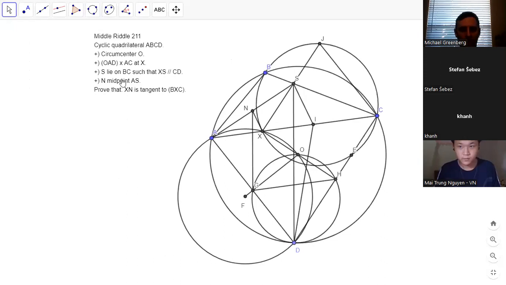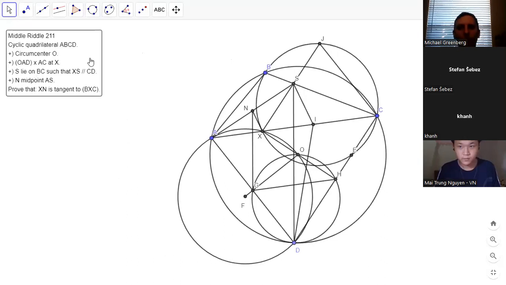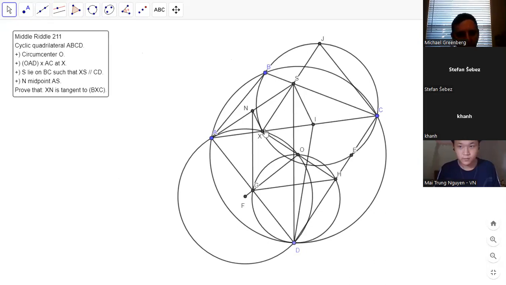Okay, so let's analyze it a little bit. We need to prove that angle NXB is equal to angle BCX. So we need to prove that NX is the tangent. So it's the same as saying that NXB is equal to BCX. Yes. So BCX is equal to BDA.